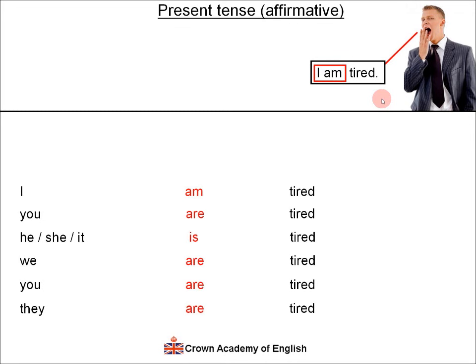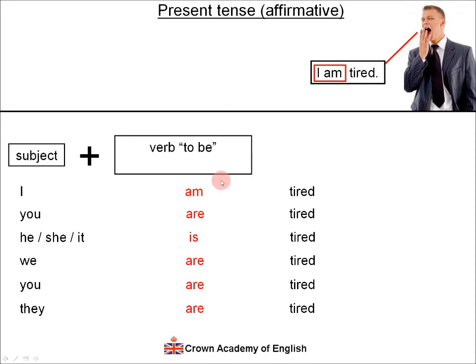So here we can see it in the full form. So the form is subject, and this is the verb to be in the present simple form, and then afterwards you have the rest of the sentence. And here we have an adjective, tired. So the verb to be is here. I am, you are, he, she, it is, we are, you are, they are.